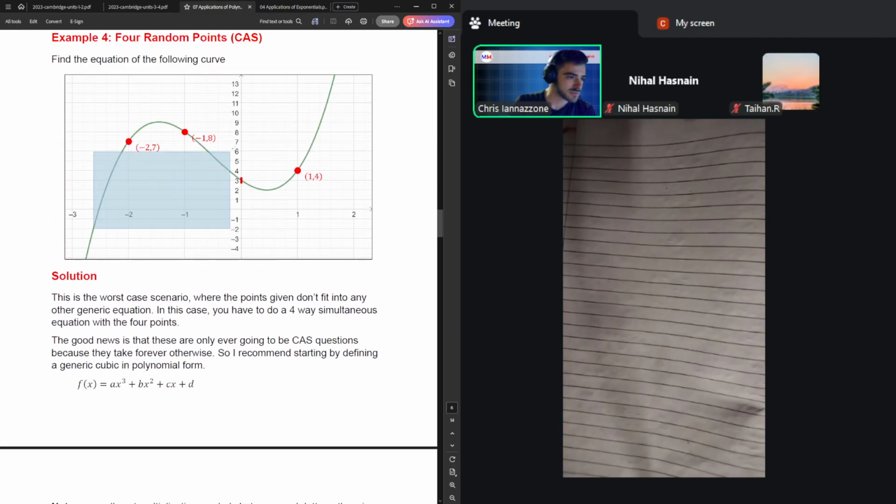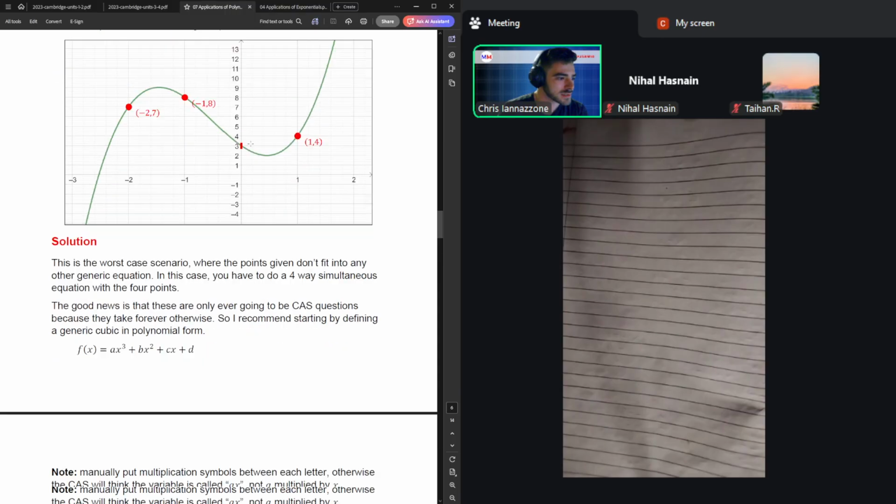This will never be tech-free. You just, yeah, that's way too much work. You've got to do a 4-way simultaneous, which you may have done when you first were learning about simultaneous equations, and your teacher may or may not have said, hey, here's a really nasty question. Go have fun with a lot of algebra.